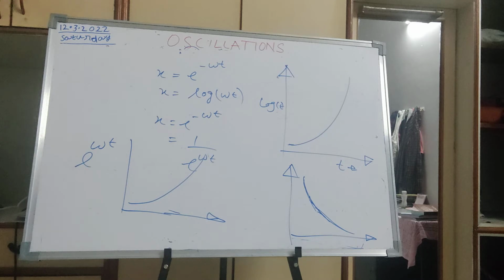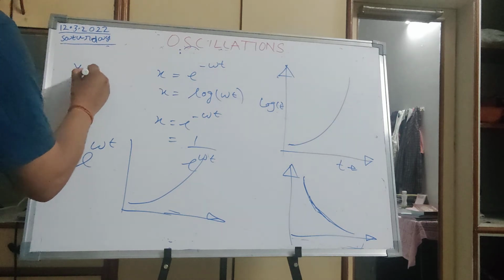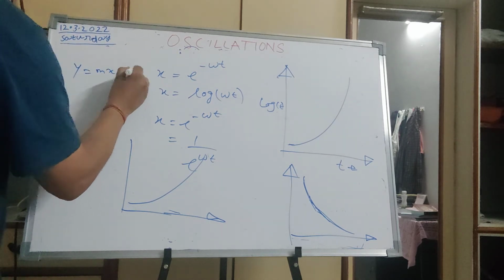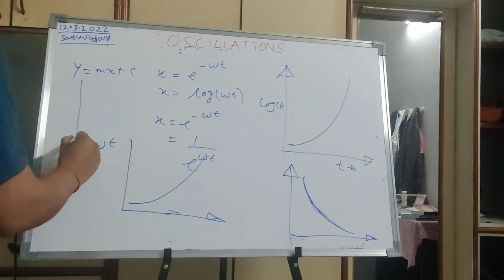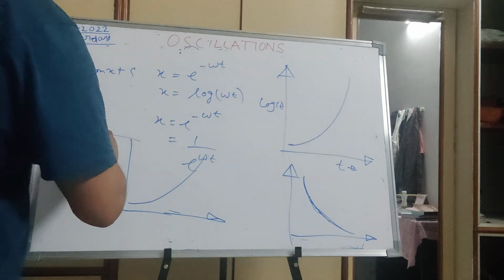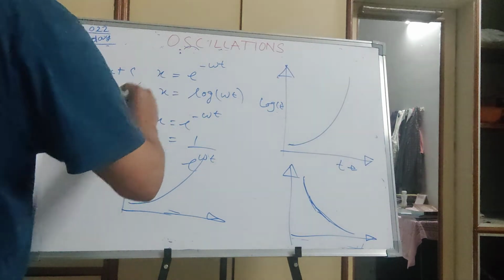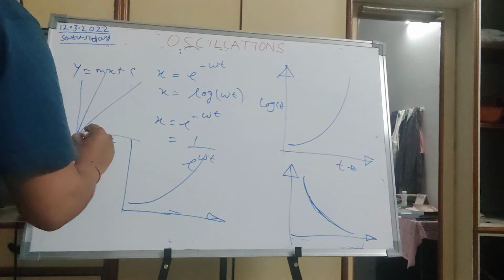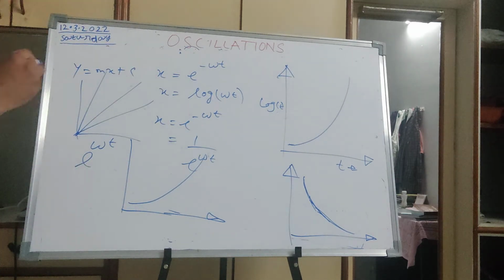The rate of increase is very high in case of exponential as compared to linear. Okay. So in linear increase, you say y is equal to mx plus c, right? That means the equation of a straight line. So depending on the slope, it can be like this, it can be like this, or it can be like this. It all depends on the slope.